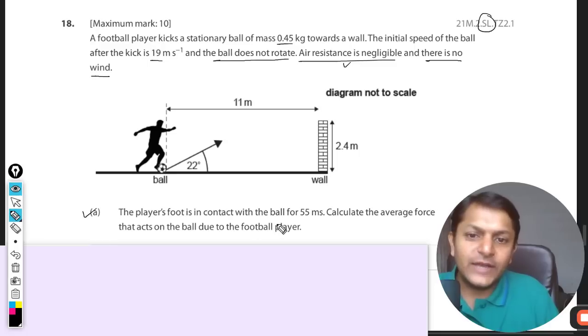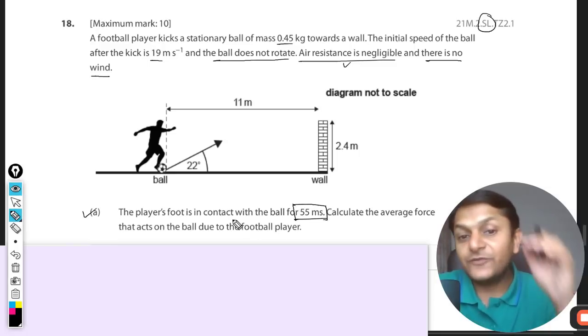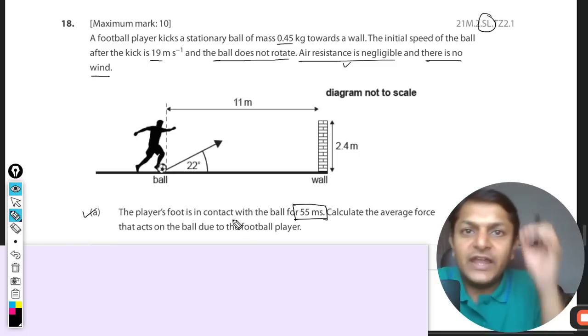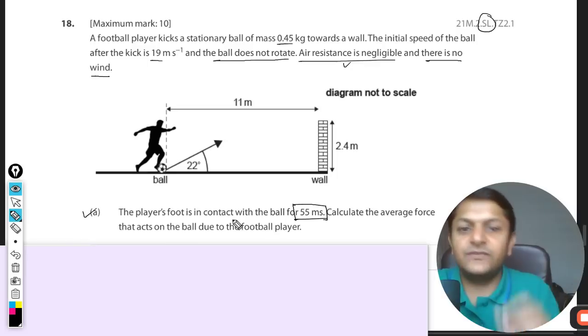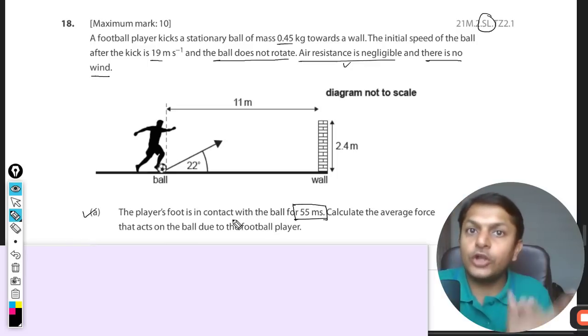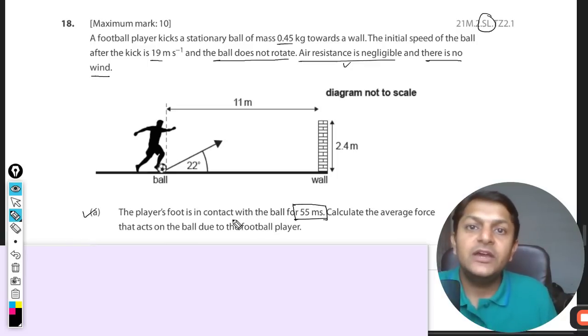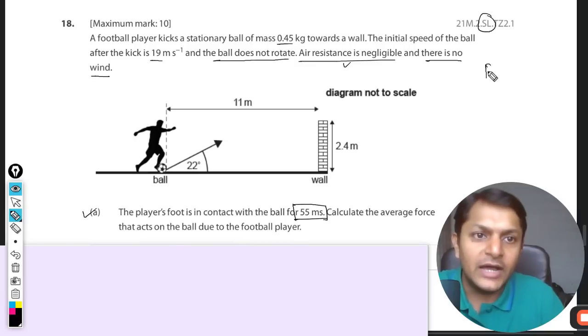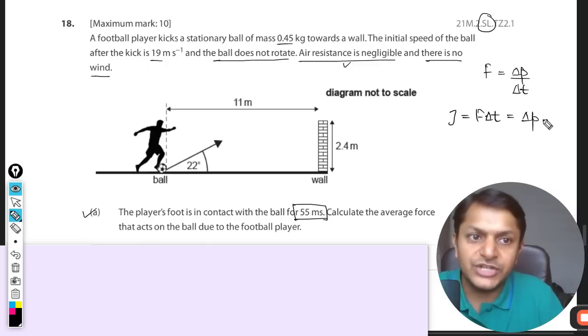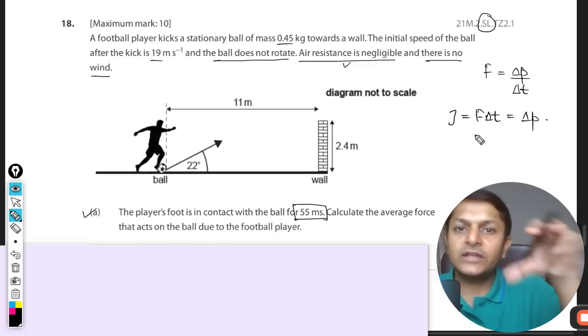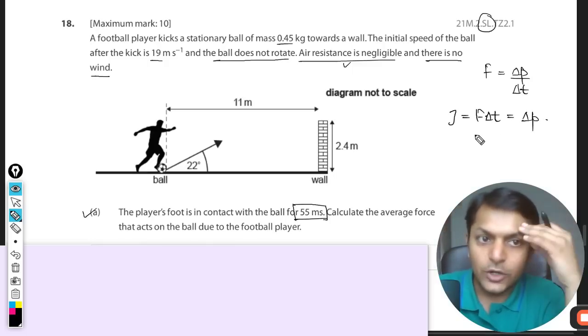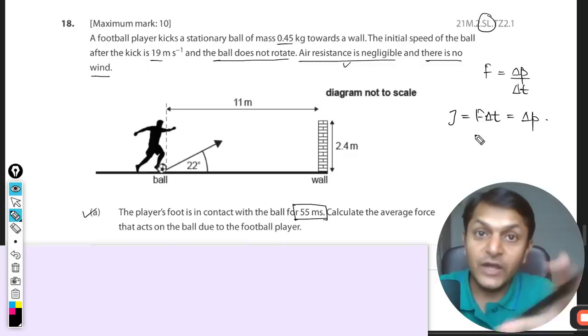The player's foot was in contact for 55 milliseconds. As I have told you in many other videos, whenever a time is given like this, the time for the contact of a collision, we definitely refer to the formula F is equal to change in momentum by change in time, or he might be talking about the impulse, which is F delta T, equal to change in momentum. These are the formulas already coming into my mind without even reading the question.